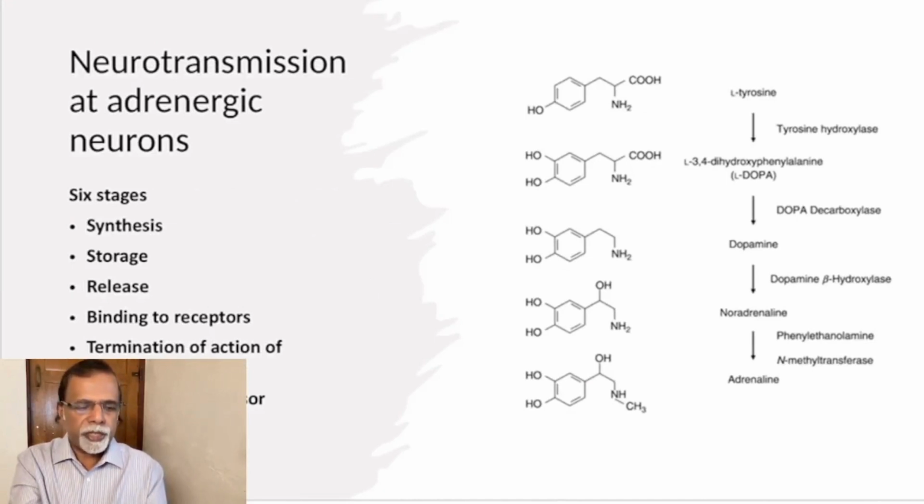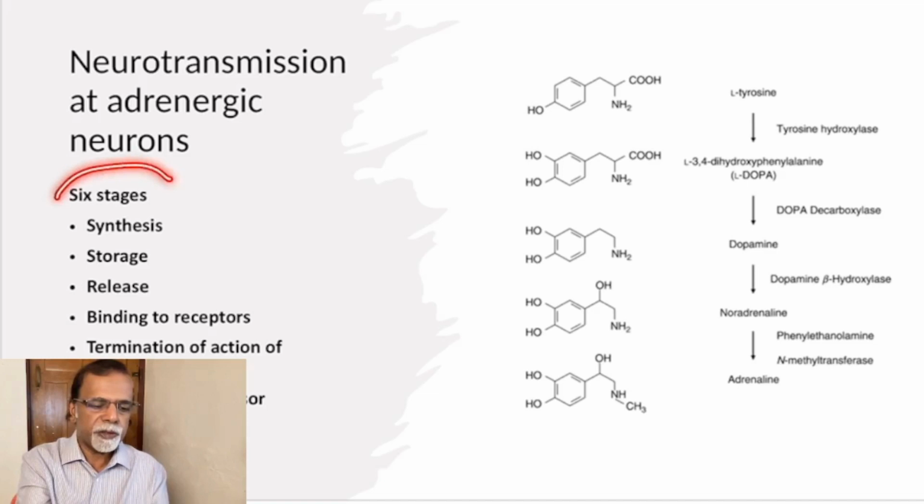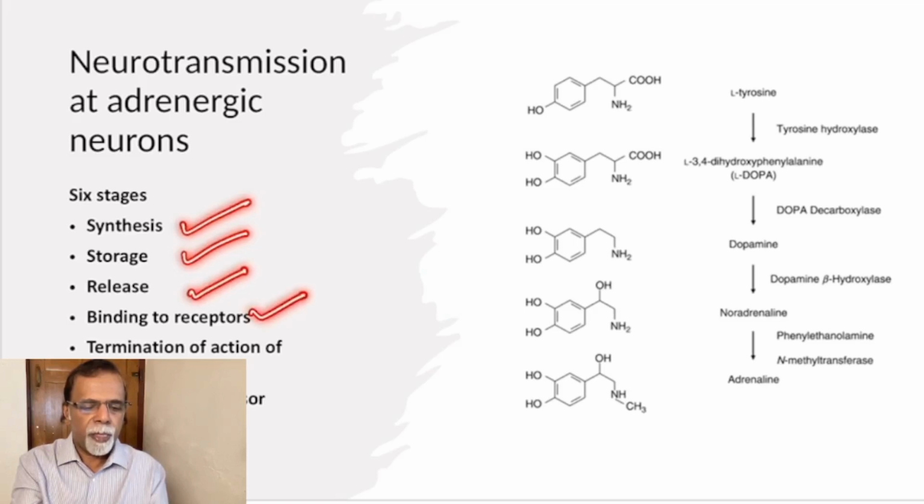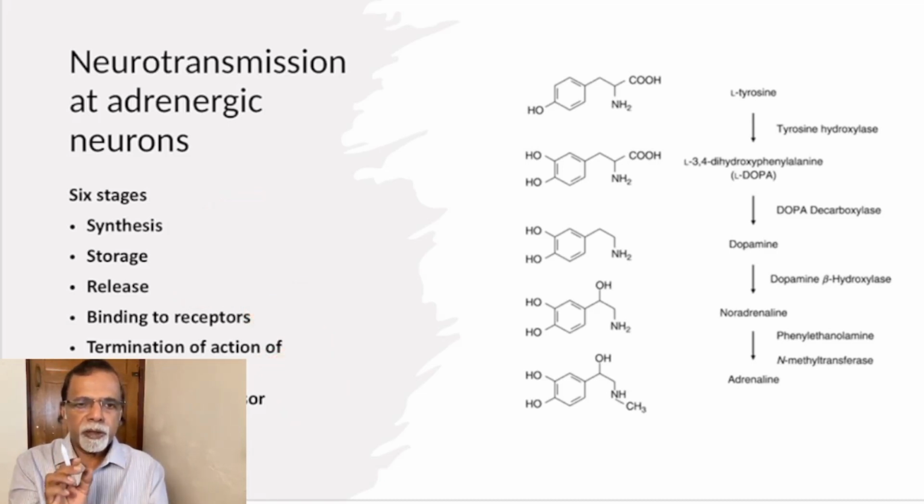Now we go into neurotransmission. There are 6 stages of neurotransmission. Noradrenaline is the main neurotransmitter. It has to be synthesized, stored, released, and bind to receptors, then the action of the norepinephrine has to be terminated, and the precursor recycled. Remember the 6 steps in the formation and termination of the action of norepinephrine.